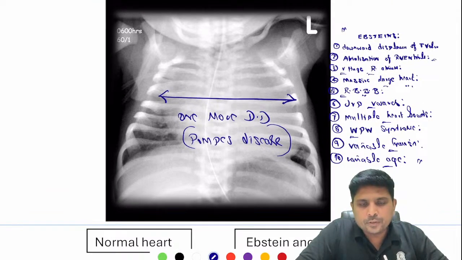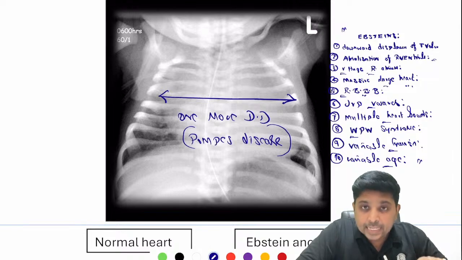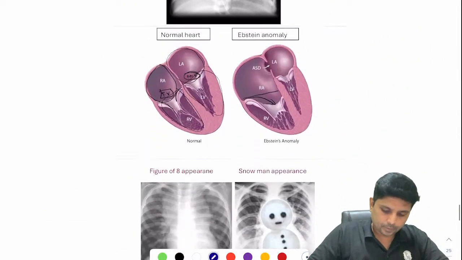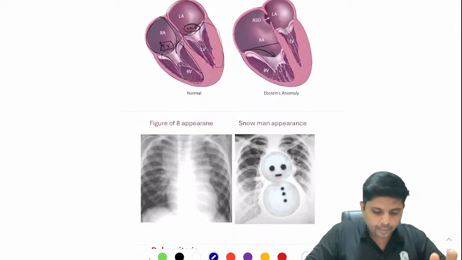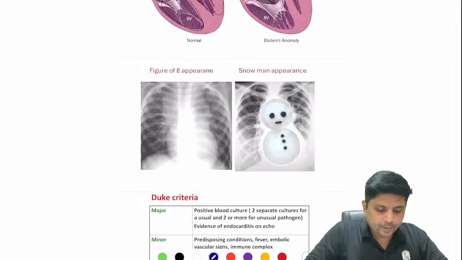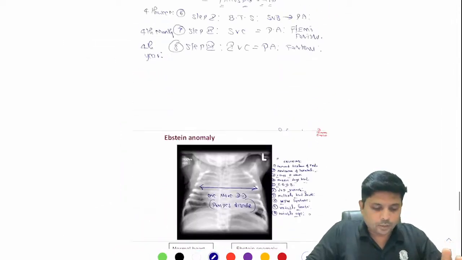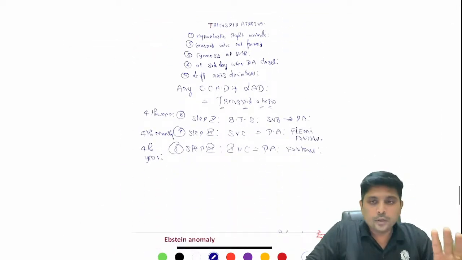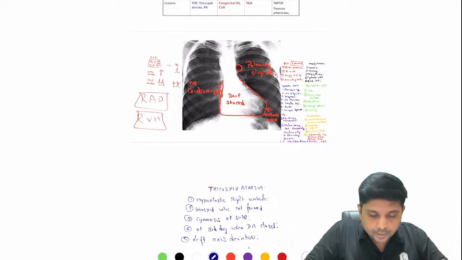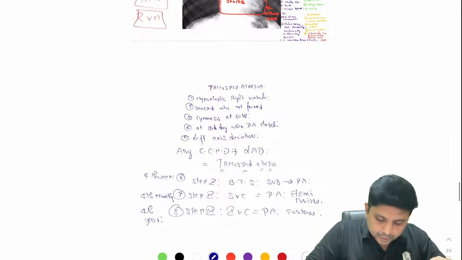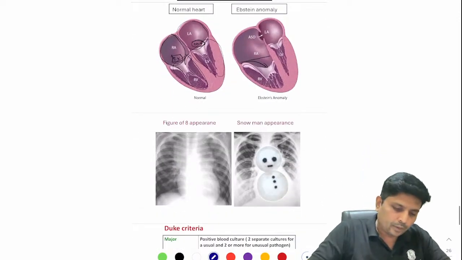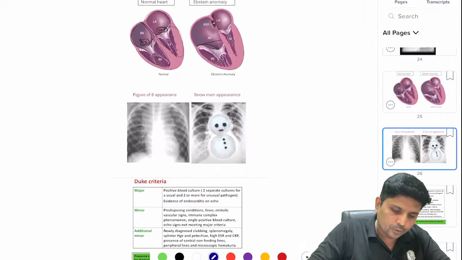Okay, so this is with respect to Ebstein's anomaly, atrialization of ventricle. So what are all the things I taught you? Tetralogy of Fallot, tricuspid atresia, Ebstein's anomaly. Now, one more thing that you need to know.